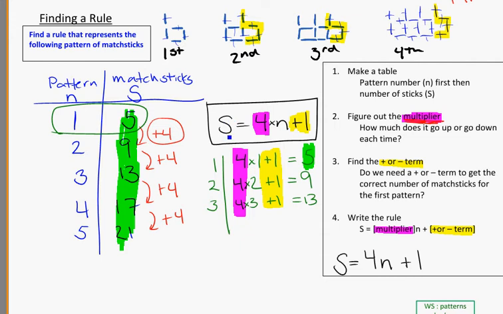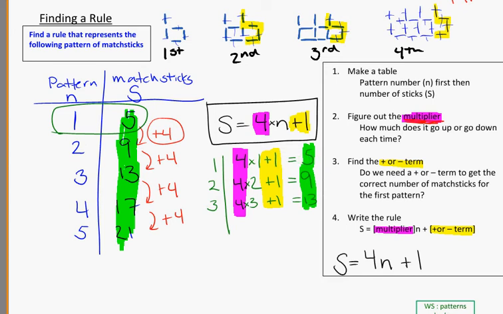So we can write S is equal to 4 times something, and then we have to check to see, do we need it to be plus 1, minus 1, minus 3? How do we get to the right numbers each time? Because our pattern goes 5, 9, 13, 17, 21. And if we start with 4, we would go 4, 8, 12, and we don't need that. We need to get one more than that, and that's literally the plus 1.